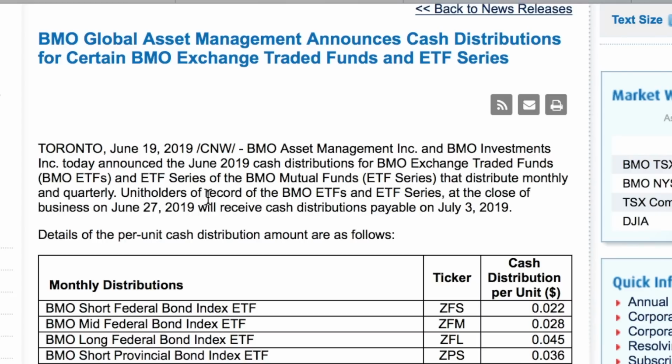Unit holders of record of the BMO ETFs and ETF series at the close of business on June 27th, 2019 will receive cash distributions payable on July 3rd, 2019. So what this is saying is that anybody that owns the share on June 27th is going to get paid a dividend on July 3rd.